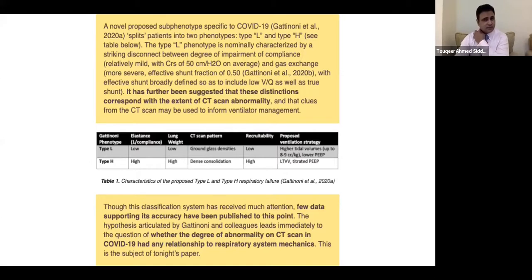If you look at the H phenotype, it has got a high elastance, high lung weight, and you see dense consolidation when you look at the CTs and high recruitability. So these are the ones you have to give less than 6 ml per kg of tidal volume. PEEP can be given high, maintain plateau pressures less than 30, ideally less than 28 or 24, and delta P, which is the difference between the PEEP and the plateau pressures, less than 15.